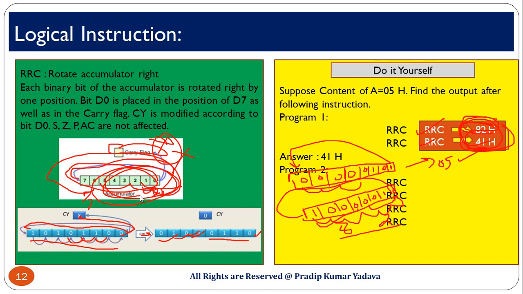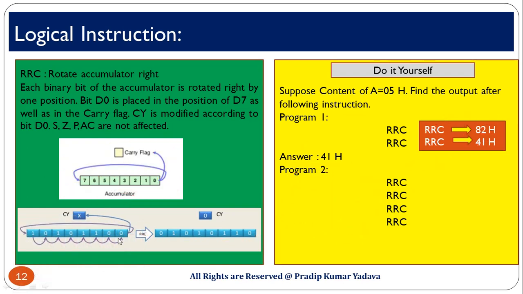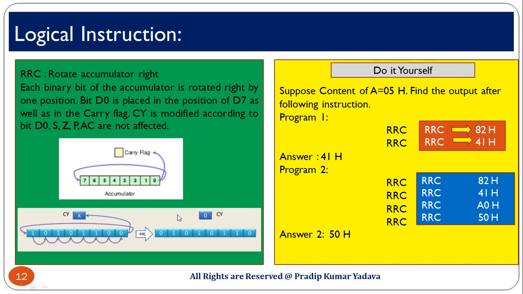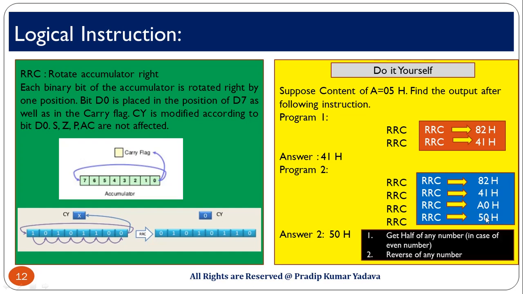Now this is the second example, you can do it yourself, so your concept will be clear of how this is going to work. Here I have already written the answer, third, fourth, and you can see if you do this 4 times, we can find the reverse of this number. So this is the working of RRC, and I request you to please try to do it yourself, then you can easily understand how RRC works.